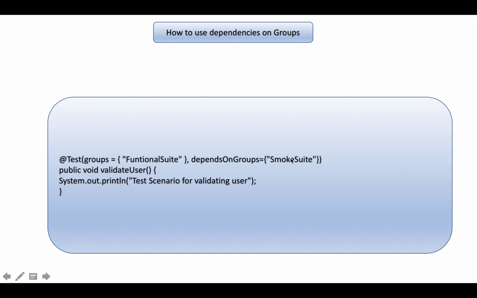How can we use dependsOnGroups? Suppose you want to run a test only if a group gets executed successfully. You can use dependsOnGroups instead of dependsOnMethods, which we used previously. Here you mention the group name.